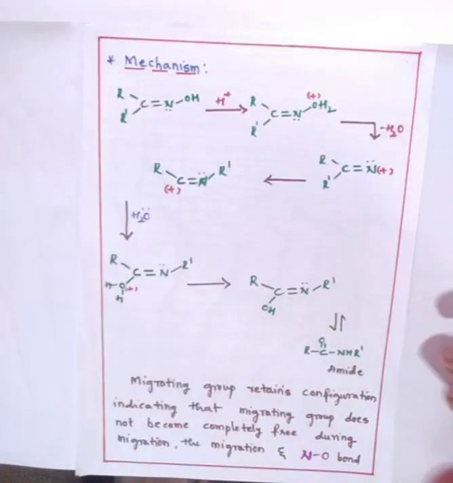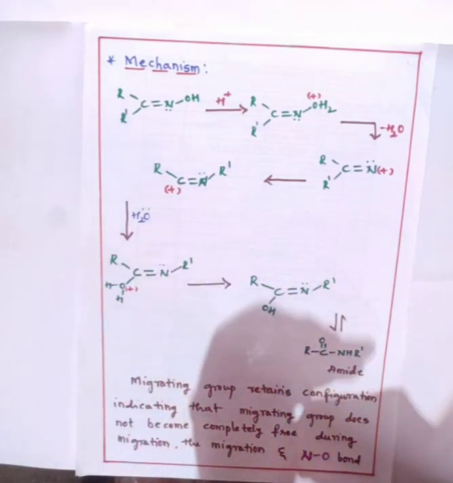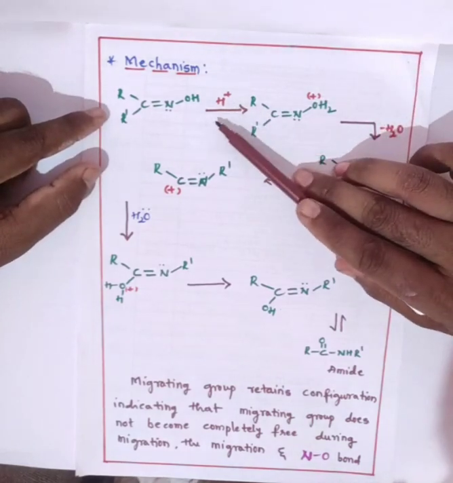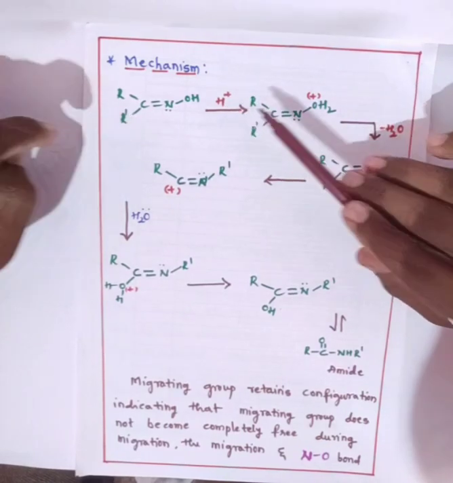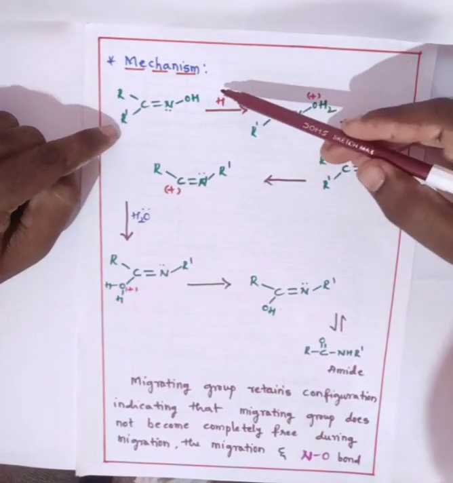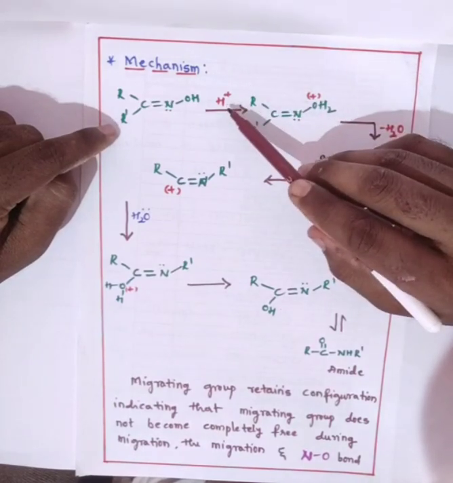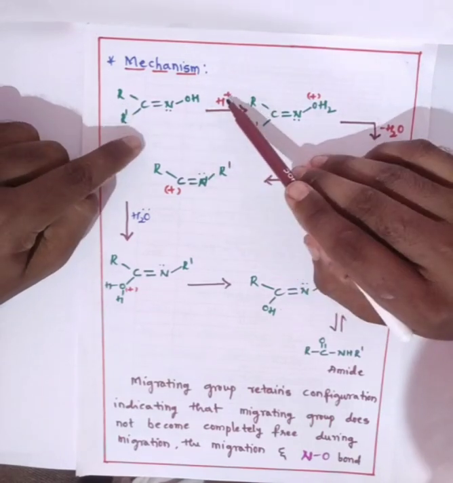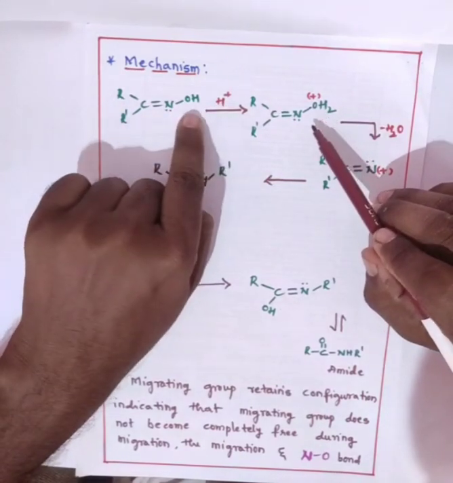Now we can see the mechanism. This Beckmann rearrangement takes place in the presence of an acid catalyst. The ketoxime is treated with an acid, here H2SO4, which in solution gives a proton ion concentration. The H plus attacks the hydroxyl group.